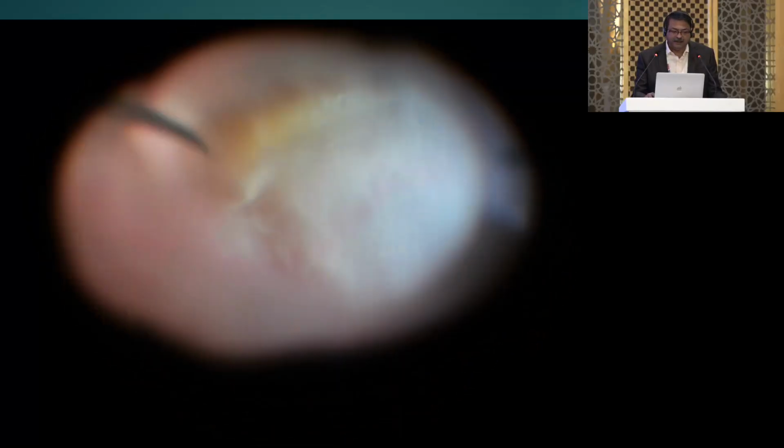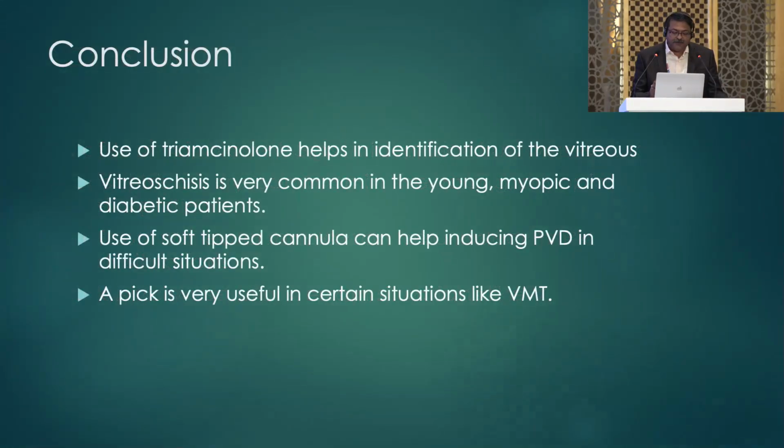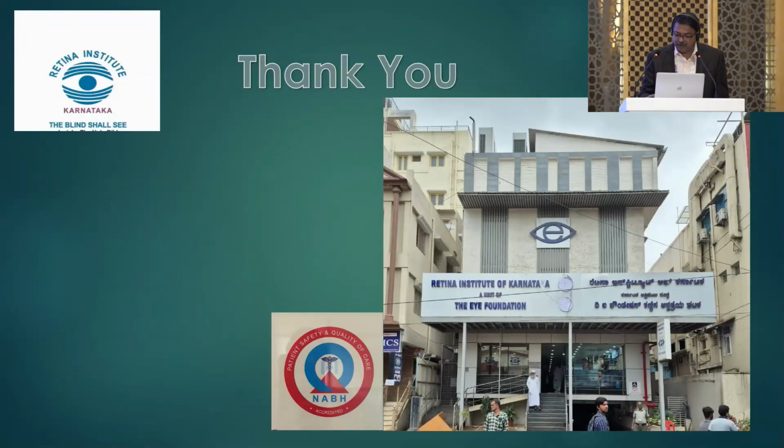and proceed appropriately. So in conclusion, I can say that a lot of it has changed. You use triamcinolone, don't hesitate to use it to identify the vitreous. Vitroschisis is very common, especially in the young, the myopes and the diabetics. Use of a soft tip cannula actually can help you in very difficult situations. I think you should go back to how we started inducing PVD. I think it's a very elegant technique. And a pick is a very useful tool, especially when you come across a VMT, to separate the attachment to the macula. Thank you very much.